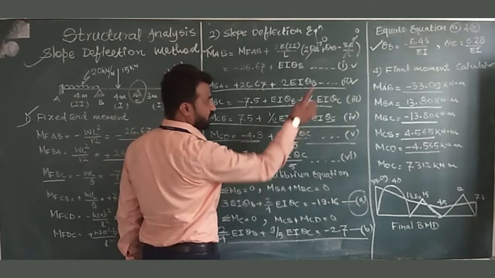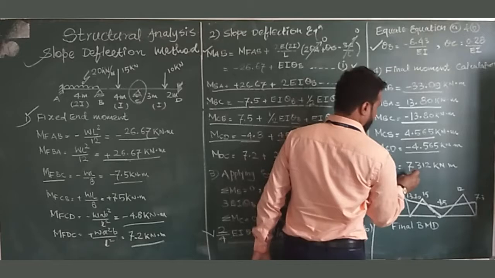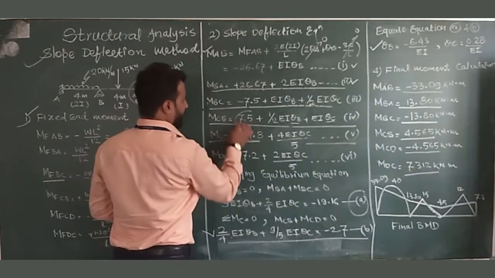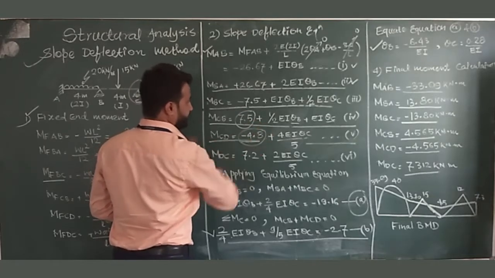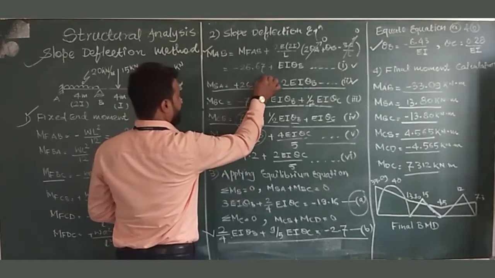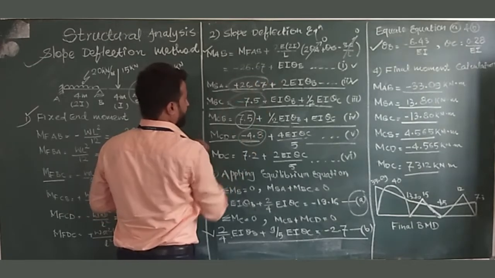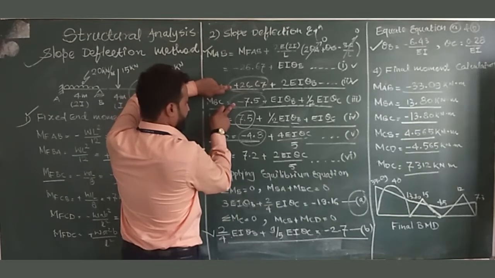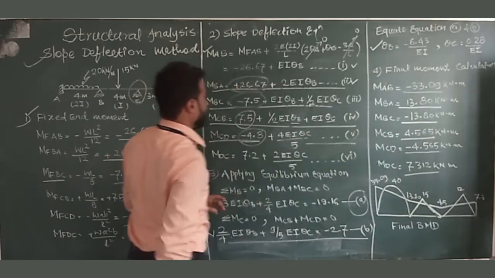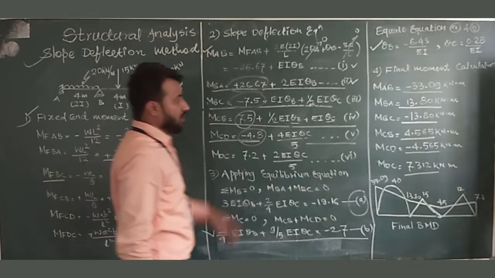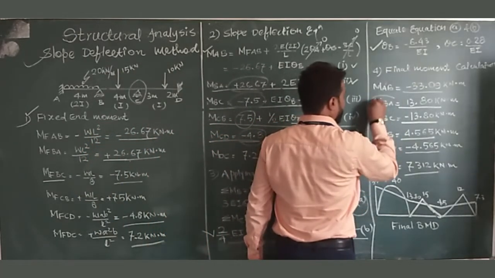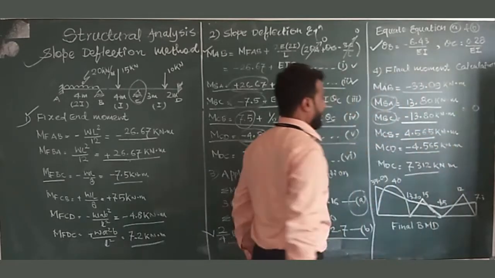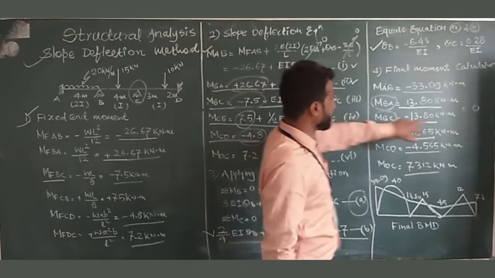So put the value of theta C as 0.28, and you will get the final moment MDC as 7.32. So instead of the fixed moments in CB and CD and BA and BC, by putting the value of the unknowns in the whole equation, you are getting the sum of moments BA and BC equals 0.